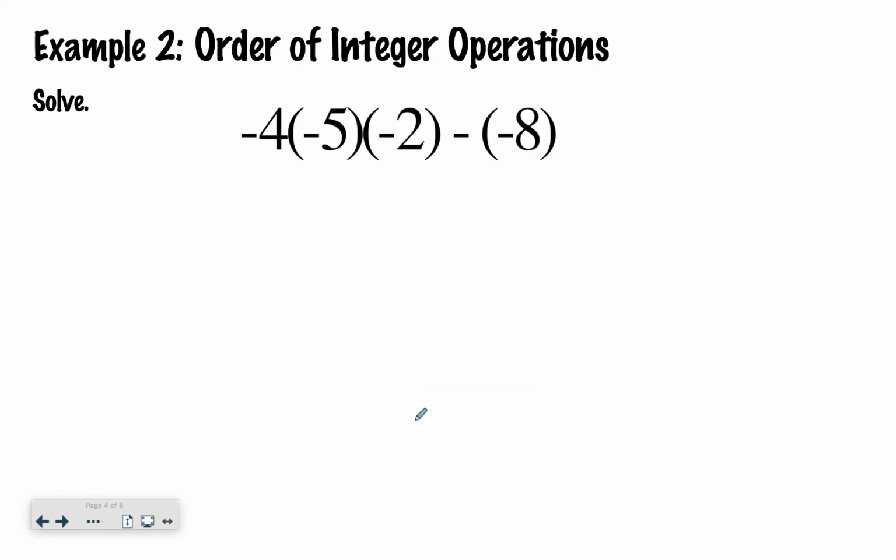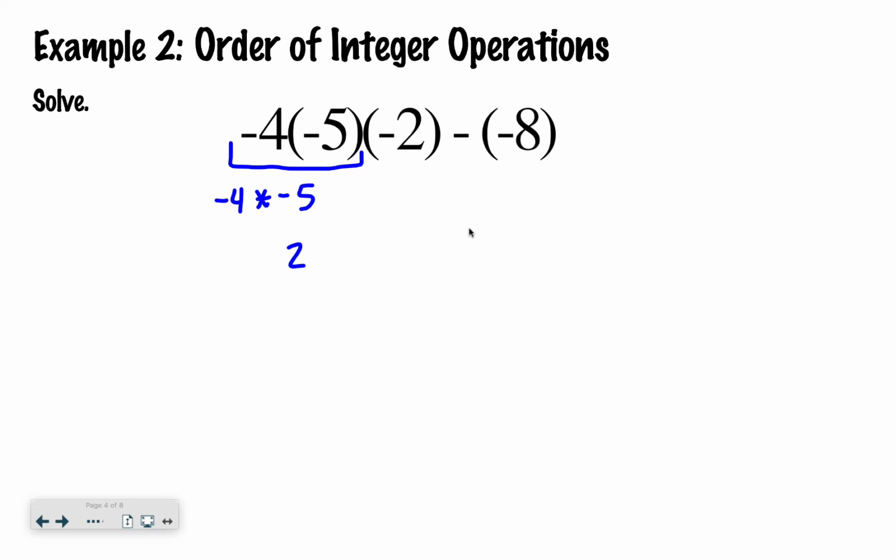Looking at example 2. Same idea, but now we have just another number involved. So now I have 3 numbers written back to back here. That means all 3 of those numbers are getting multiplied together. So I'm going to just go left to right. I'm going to say negative 4 times negative 5. Negative times negative is positive. 4 times 5 is 20. And then I still have that negative 2.